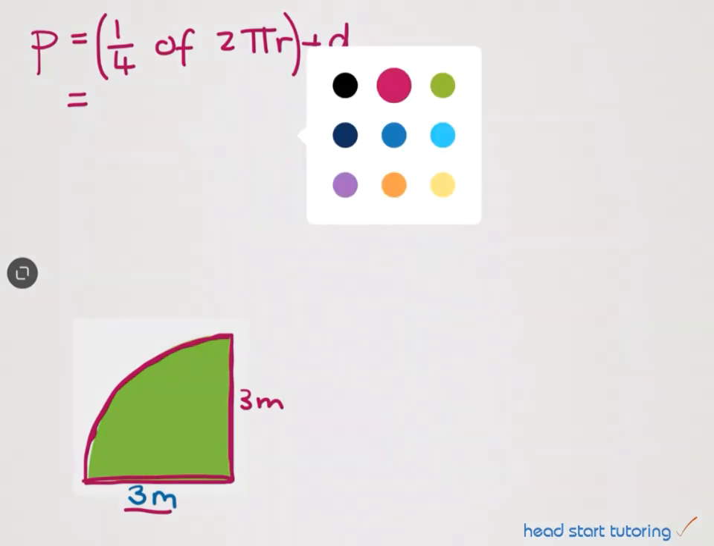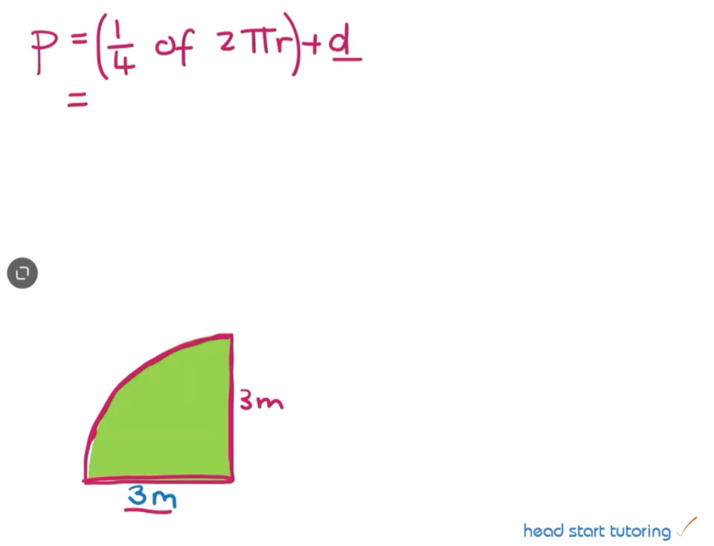Right, so a quarter of 2 pi r. Let's first work the perimeter of this quarter of a circle out using pi equal to 3. So we've got a quarter of, or multiplied by, 2 multiplied by 3, which is our pi, and multiplied by 3 again because we've got a radius of 3. And then we remember to plus our diameter, which is equal to 6, because if our radius is equal to 3, then our diameter is equal to 6 meters.